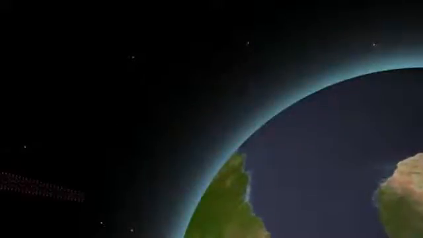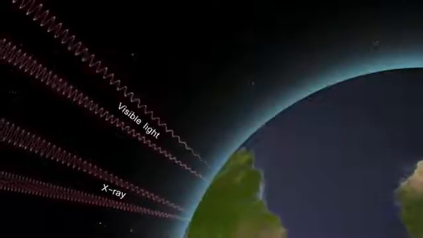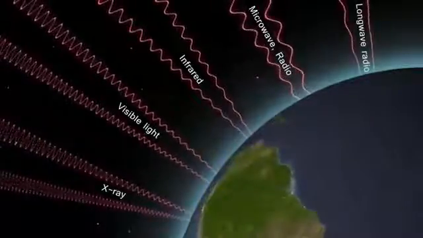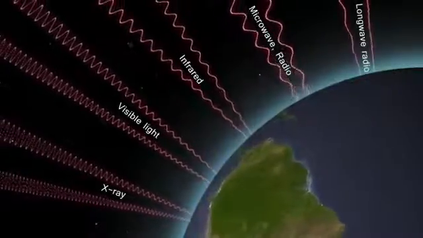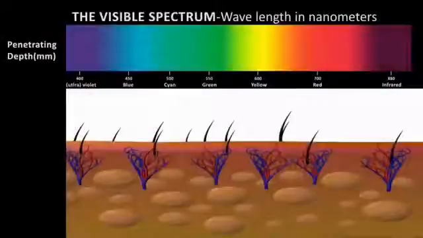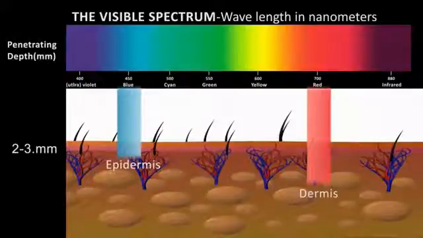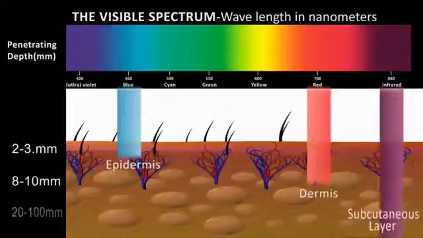Light is composed of photons. Photons are quantum units of energy. A photon emitted at a specific wavelength or color contains the same energy irrespective of the source. Light near the blue end of the spectrum penetrates about 2 to 3 millimeters. Light at the red end of the spectrum penetrates about 8 to 10 millimeters. And near-infrared light penetrates about 20 to 100 millimeters.